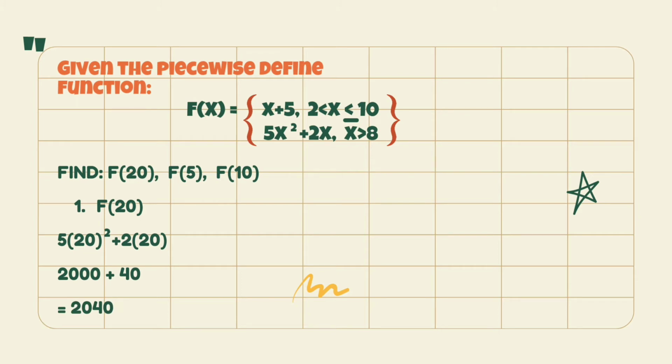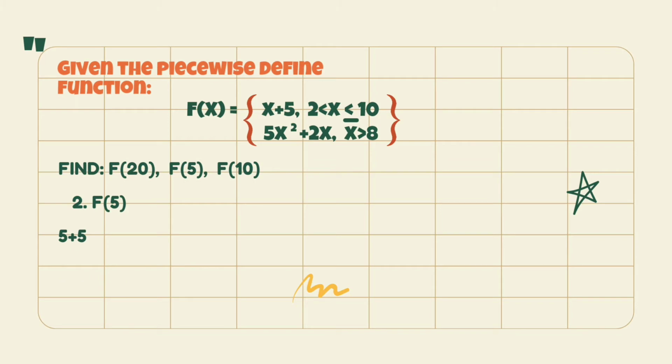So, proceed naman tayo with the other givens. First, we have to list the set of functions. Then, observe. Dahil 5 is less than or equal to 10, we will use this function. What is the next step? Okay, great. Substitute the value, which results in 5 plus 5. Evaluate the operation, which makes our final answer 10.